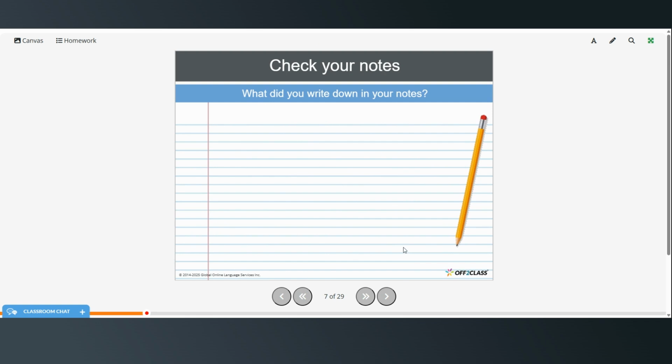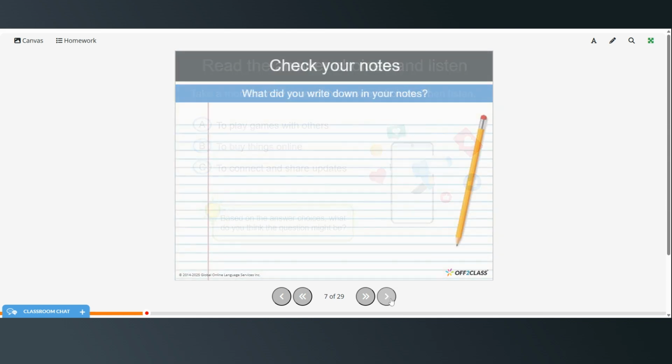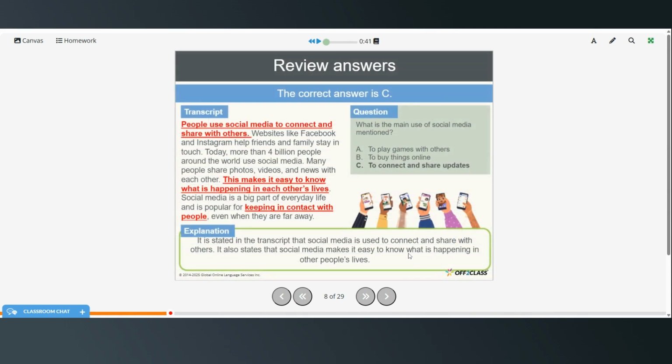Alright, you'll check your notes and then choose one of the answer choices. And then the correct answer is C, to connect and share updates. And you can see that from the transcript here. In the very first line, it says people use social media to connect and share with others. Makes it easy to know what is happening in each other's lives and keeping in contact with other people.